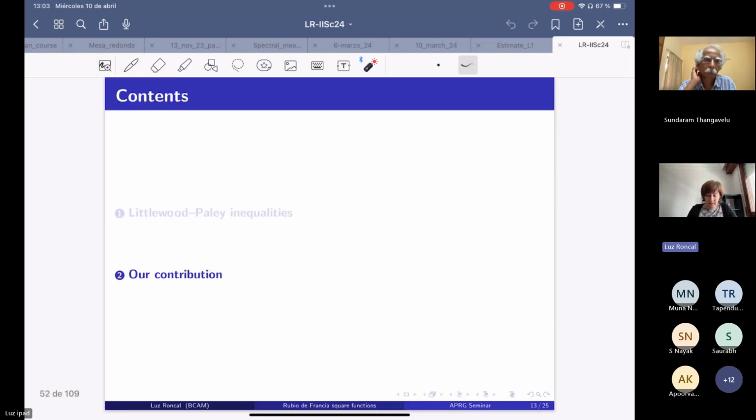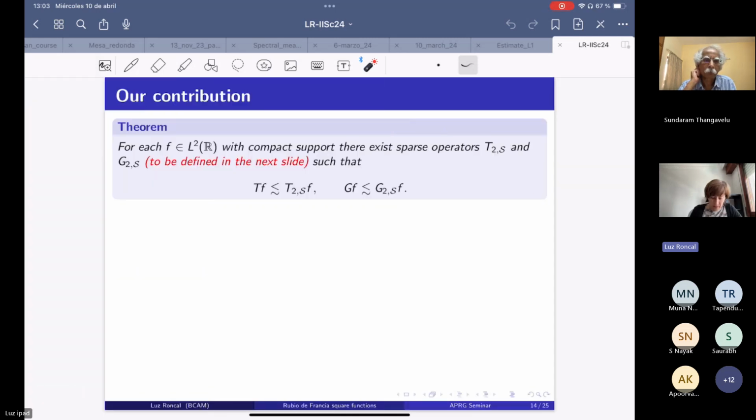The way to prove our contribution is that we can pointwise sparse dominate both the Rubio de Francia square function and also the smooth version of the Rubio de Francia square function. Okay, so the theorem is this one. There exist sparse operators, that I will define soon, such that the Rubio de Francia square function and the smooth Rubio de Francia square function are pointwise dominated by these.